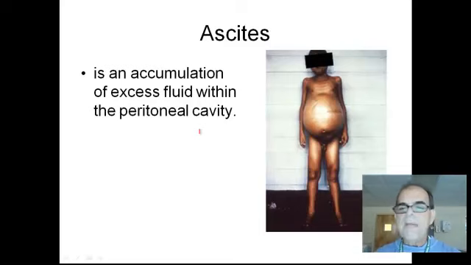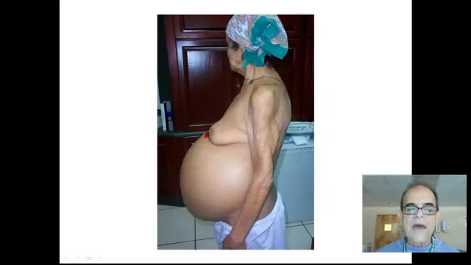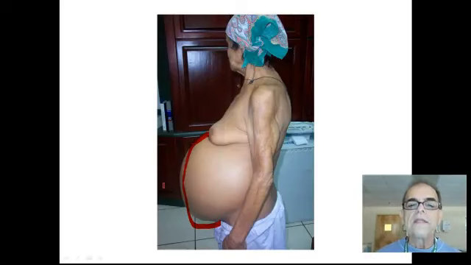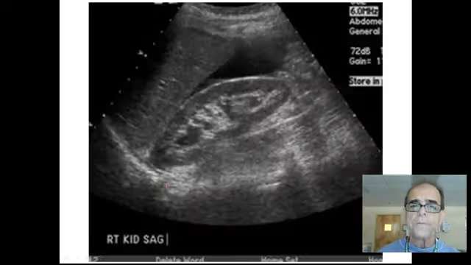Ascites, this is a dramatic picture of a patient with free fluid in the abdominal cavity. It's an accumulation of excess fluid within the peritoneal cavity. Other ascites here in a female patient, accumulation of fluid in the peritoneal cavity. The most common etiology is hepatic cirrhosis, but it's not the only one.